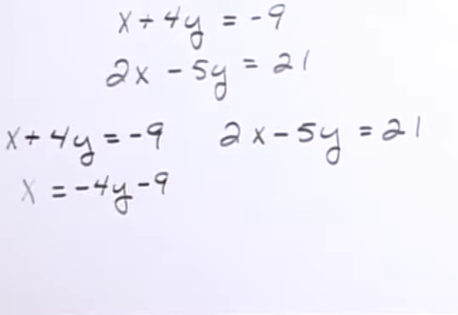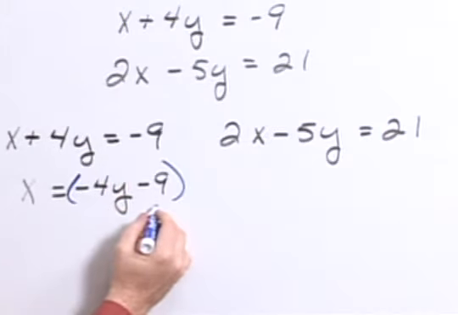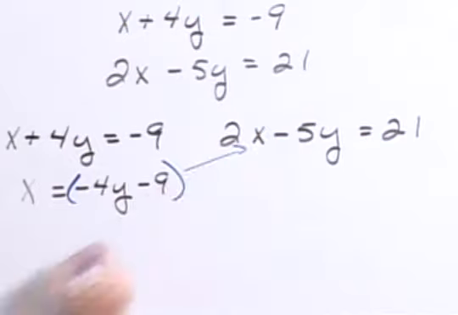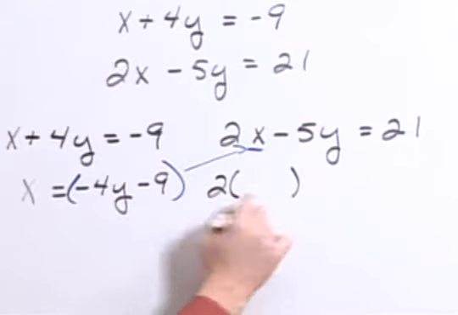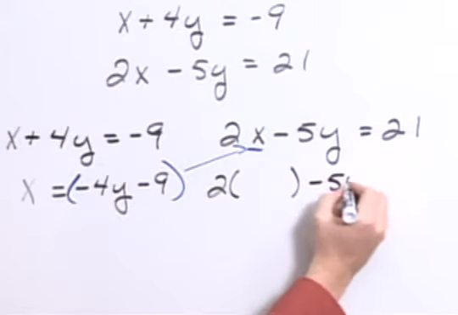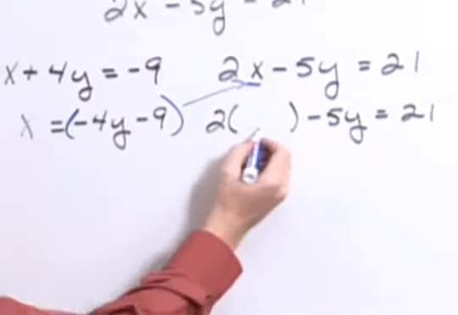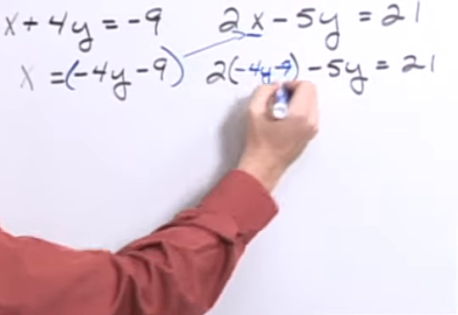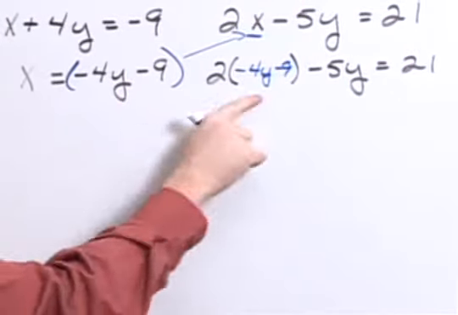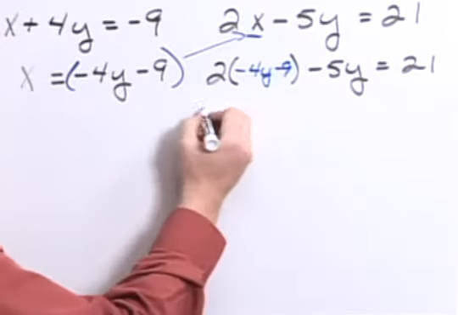Now that I have this literal equation, I can substitute this negative 4y minus 9 into the other equation for x. So when I rewrite that, it's 2, and I'm going to put an empty set of parentheses here, minus 5y equals 21. What goes inside that set of parentheses would be negative 4y minus 9. There's my substitution. Now I can simplify this and solve for y.